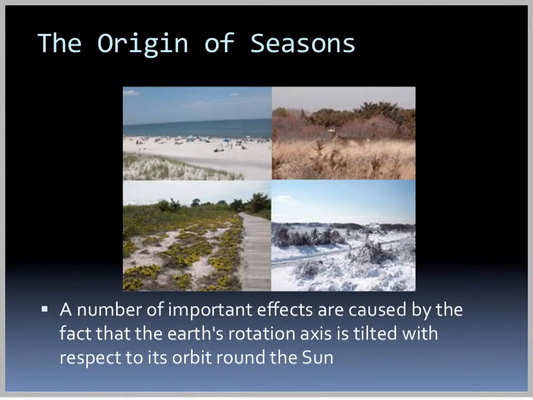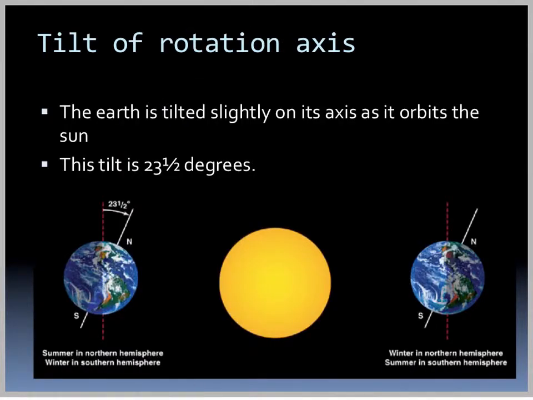Now, there's a number of important effects that are caused by the fact that the Earth's rotational axis is tilted with respect to its orbit around the Sun. So the Earth is tilted slightly on its axis as it orbits the Sun, and the tilt is 23.5 degrees.